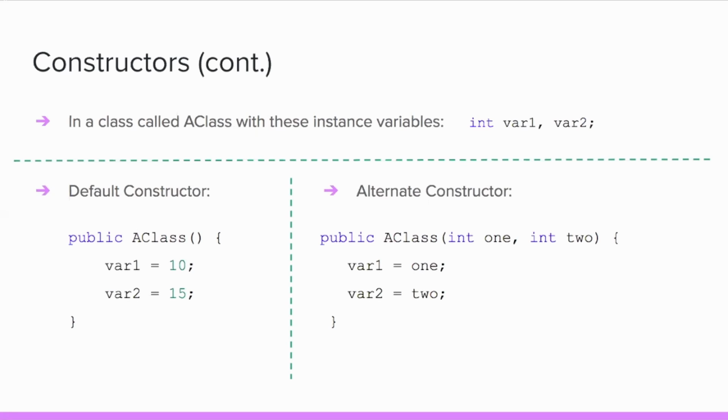Let's take a look at an example. We have a class called aClass, which has the instance variables of var1 and var2, both of which are integers. The default constructor on the left does not have parameters, and it assigns a value to each variable. The alternate constructor on the right has two parameters, integer 1 and 2. Then we assign 1 to var1 and 2 to var2.